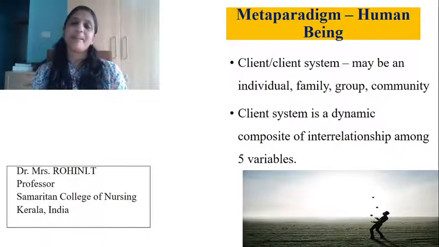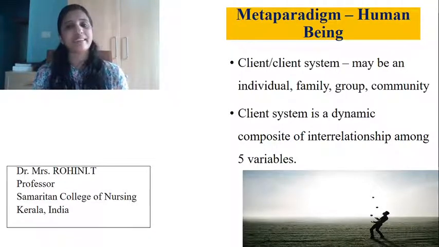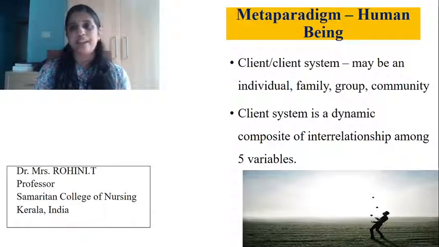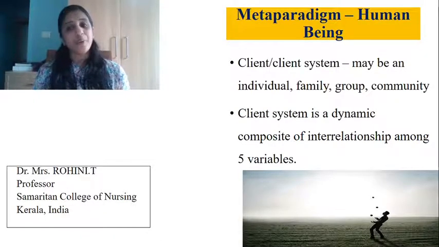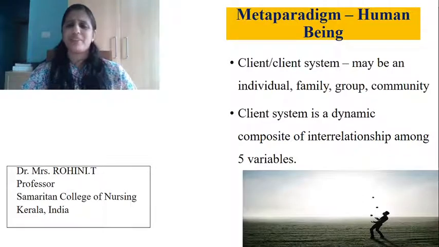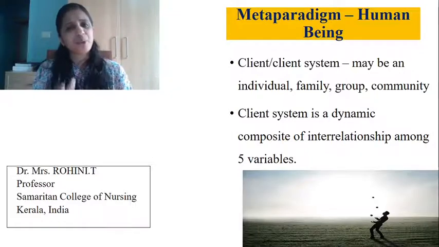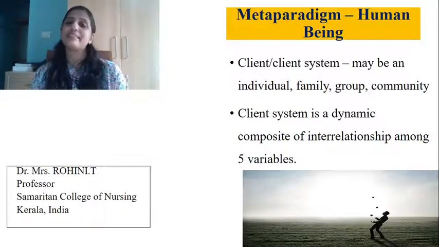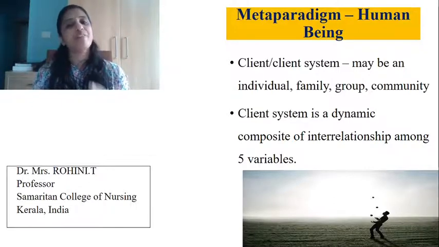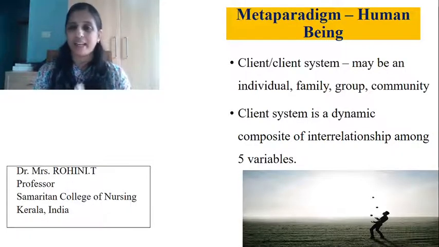It's very easy to write the metaparadigm because now we know the characteristics of a human being according to Betty Neuman. So let us see what a human being is. A human being can be either a client or a client system. That is how Neuman is. We say that this theory is generalizable. It is applicable to not only one person. You can apply the Neuman systems model to a group of people, a family, a group, or even a community. So according to Neuman, a human being can be either an individual or a group.